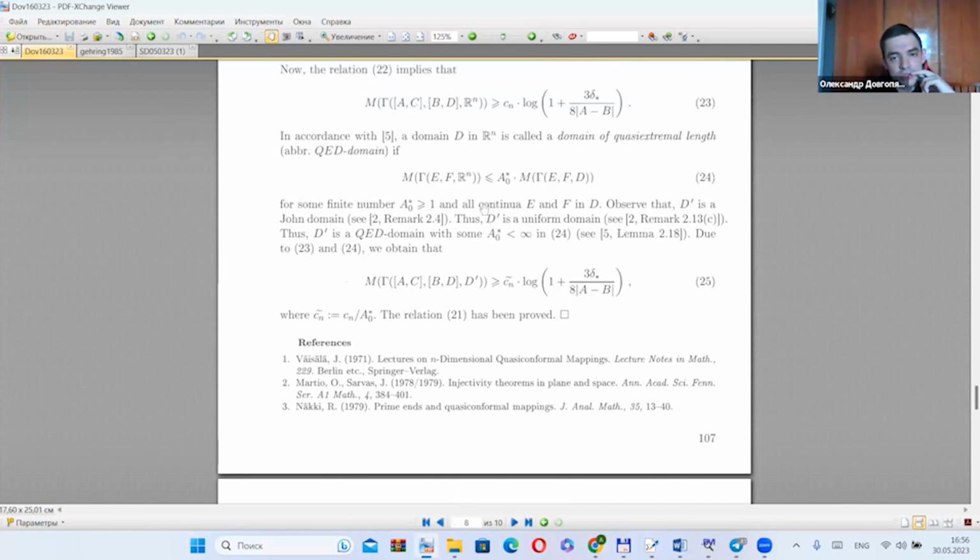Now we should use inequality 24 and inequality 23 and combine them. After that, we can receive inequality 25, where this constant equals Cn divided by A0 star.